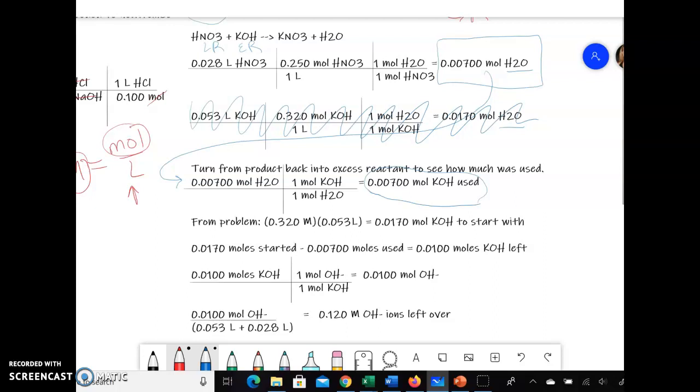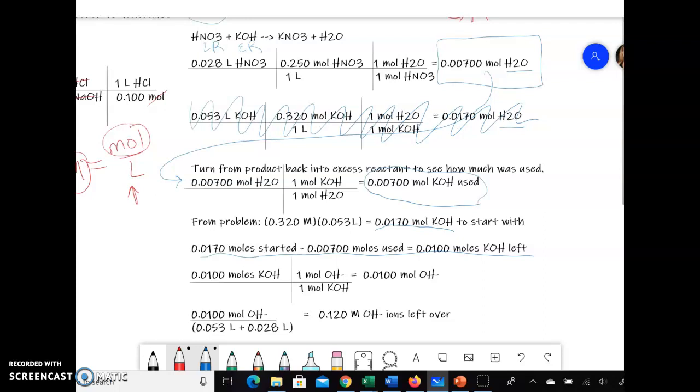But that's not the question. The question didn't want to know how much was used. The question wants to know how much extra did you have. So now what we need to know is how much did we start with so that we can subtract them. So from the problem, I used the molarity and the volume of KOH to see how much KOH we started with. And then I can subtract them in this step right here to see how much KOH was left over. So now I know, after I do that subtraction, how much KOH was left over.